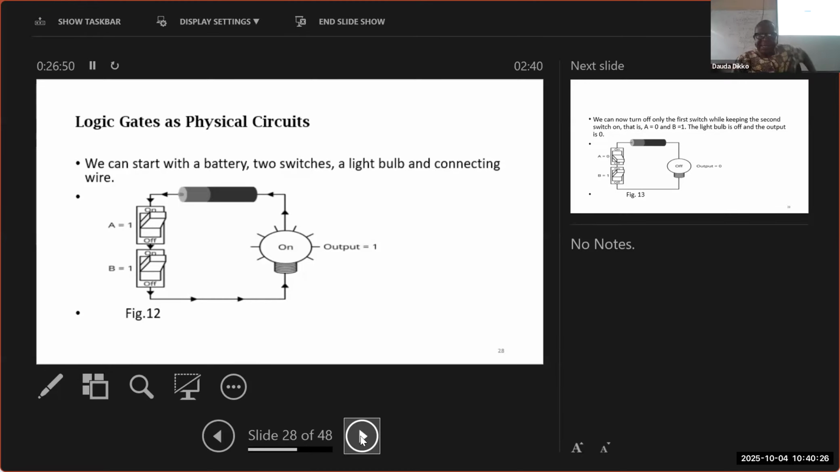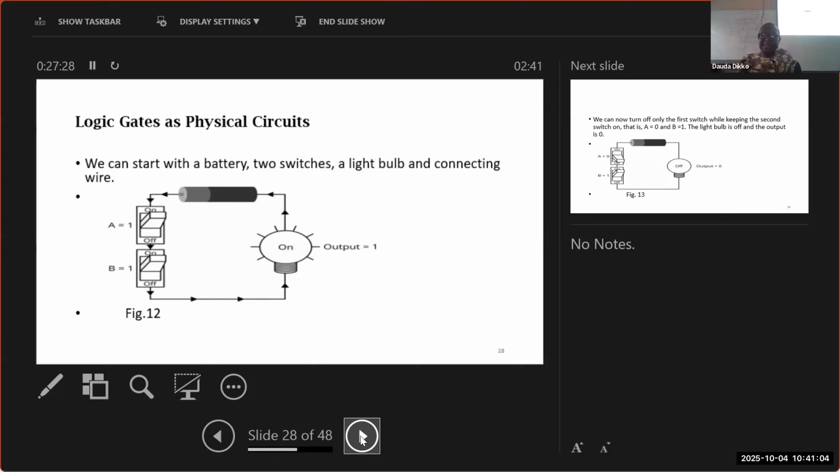Then the logic gate can represent physical circuits. In the physical circuit, you have the battery. In the battery, you have the positive side and the negative side. The positive side is represented by the bump, while the negative side is flat. Then you also have two switches. A switch will allow the inflow of current. Then you have a light bulb and a connecting wire.